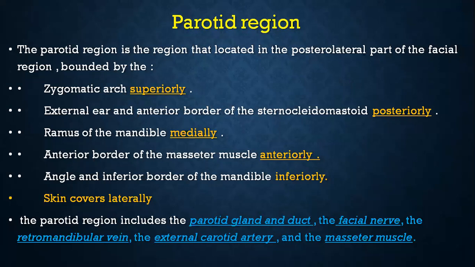So it becomes the parotid region, and the skin covers it laterally. The parotid region includes the parotid gland, the parotid duct, which is also called Stenson's duct, the facial nerve, the retromandibular vein, and the external carotid artery, plus the masseter muscle. The masseter muscle is one of the muscles of mastication. So these many structures come in the parotid region. The most important structure in the parotid region is the parotid gland.